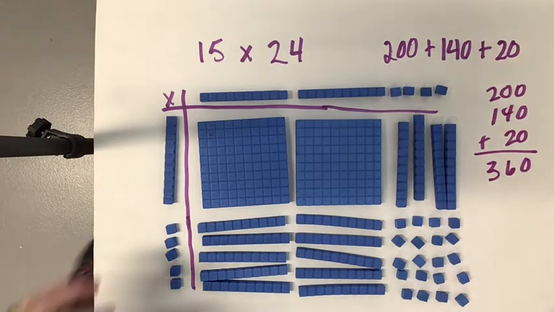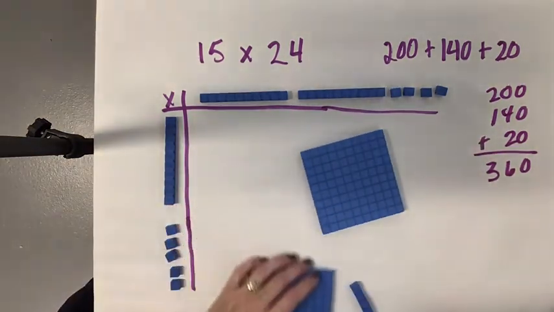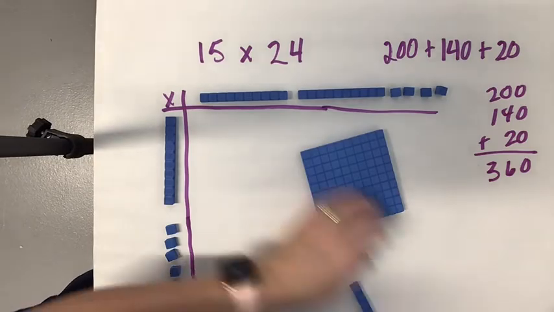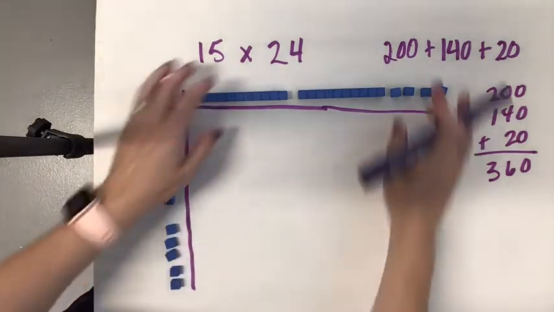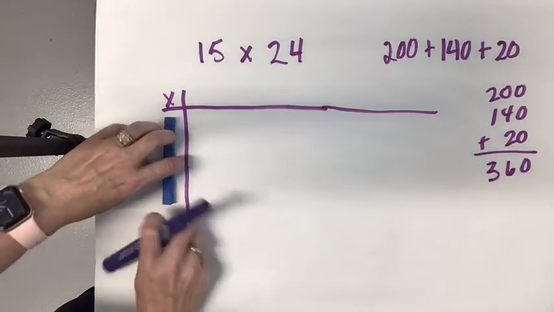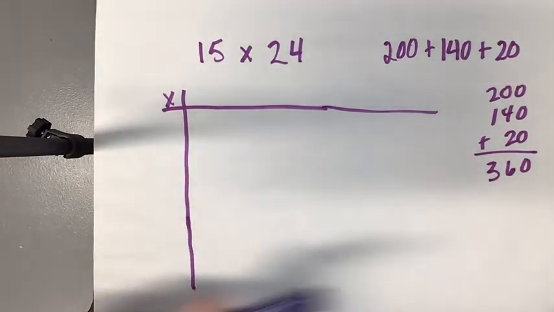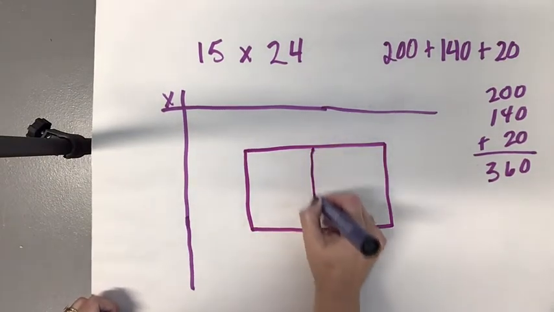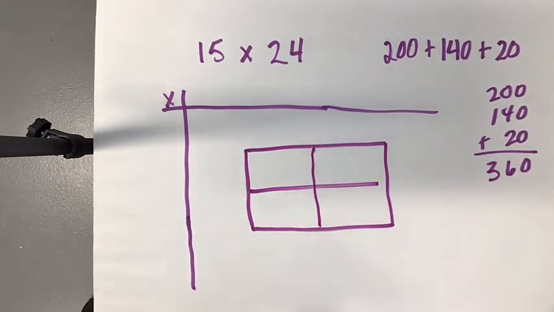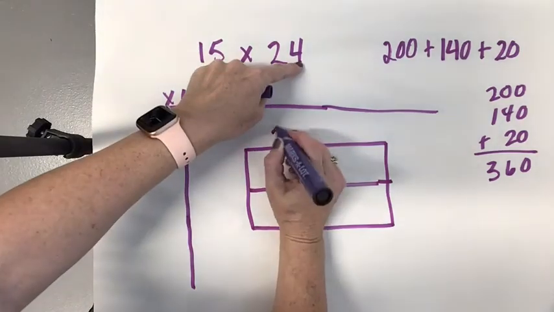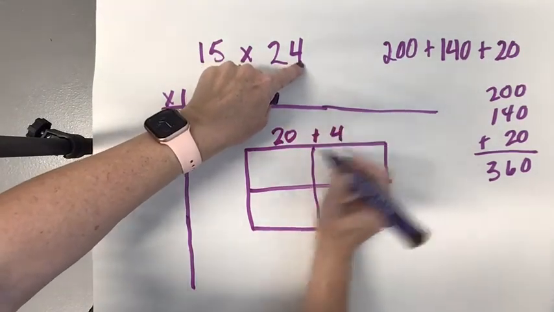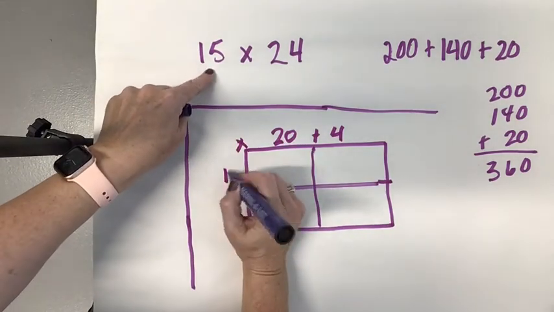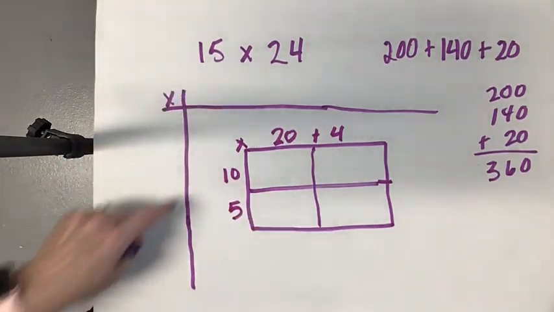Now let's look at it with our area model. Let me move all of these. Let's get all of this out of the way so I have some room to write. So let's break our numbers apart. This time I need 4 boxes, and the kids are going to want to know, why do you need 4 boxes? Because I have 4 digits. I'm working with 24, so that's 20 plus 4, and I'm multiplying by 15, which is 10 plus 5.